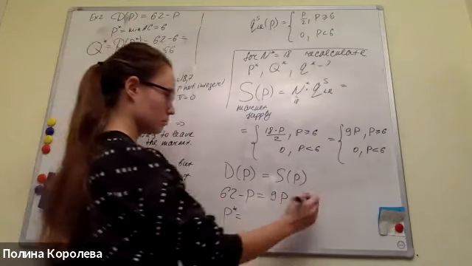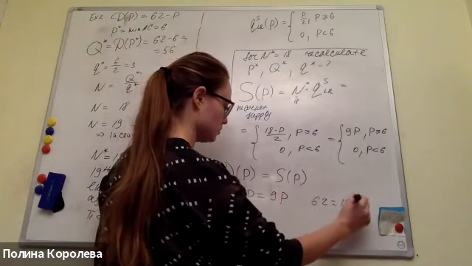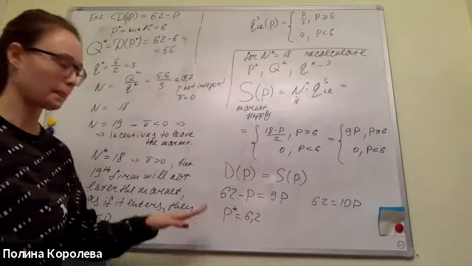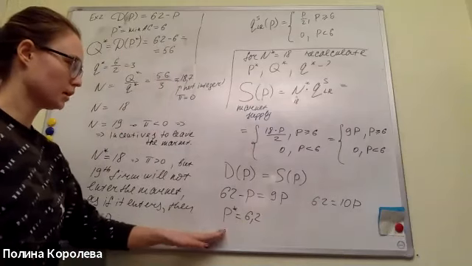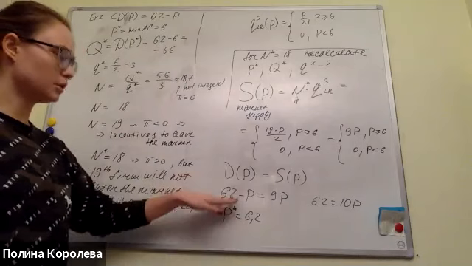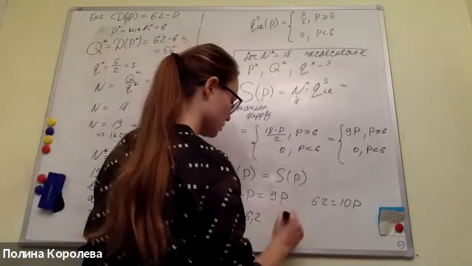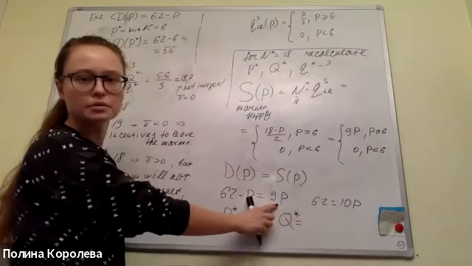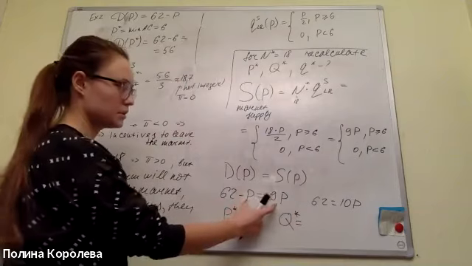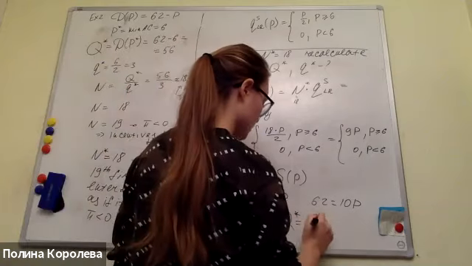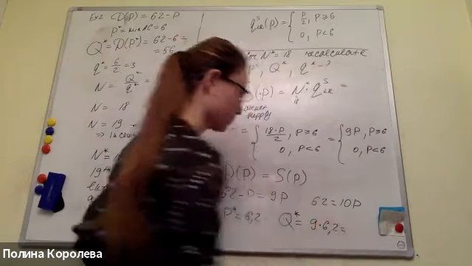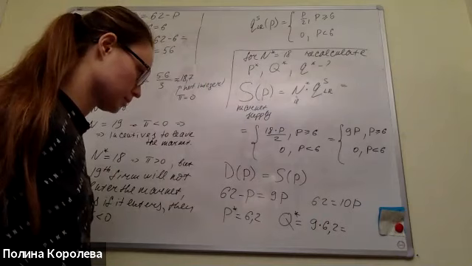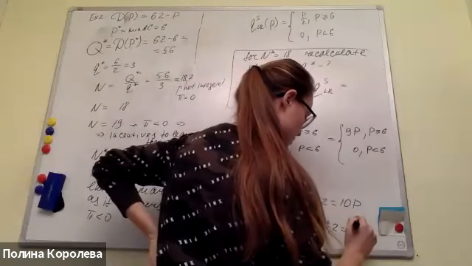You see? 62 equals 10 multiplied by price, so 6.2. And then for this price, we should calculate quantity. Total quantity will be equal to what? Put into demand or supply, never mind, because quantities are equal. For example, 9 multiplied by 6.2, and this is 55.8.